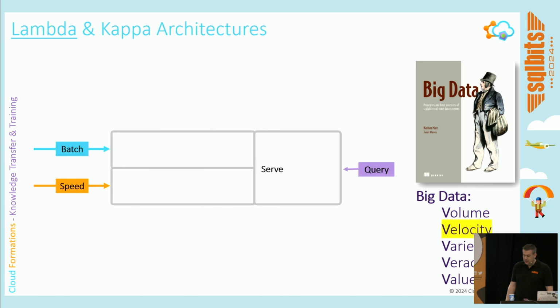This was great. This was absolutely what we needed, because we had to separate them, just because that velocity, in some cases, was so high. Data was just now being thrown at us in any format. So he says, yeah, batch and speed.